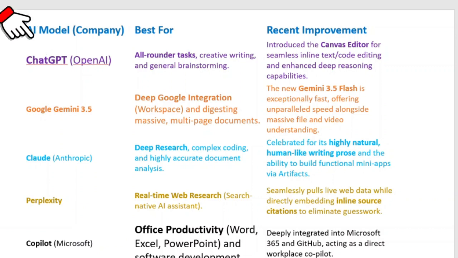What is it best for? What is ChatGPT best for? All-round tasks, creative writing, and general brainstorming. This is what ChatGPT is best for. Recent improvements made on ChatGPT: it introduced the Canvas editor for seamless inline text and code editing, and enhanced deep reasoning capabilities. This is what ChatGPT recently improved.